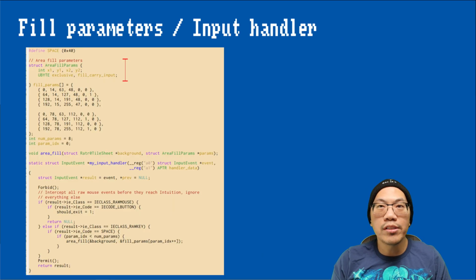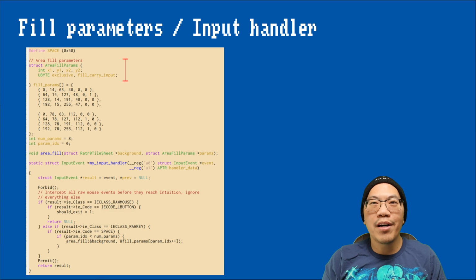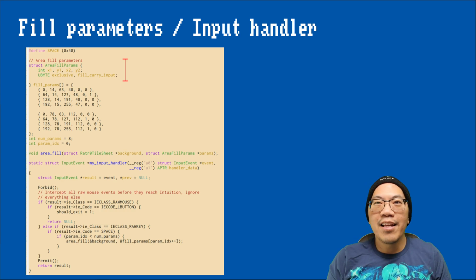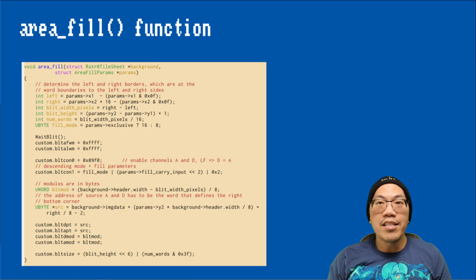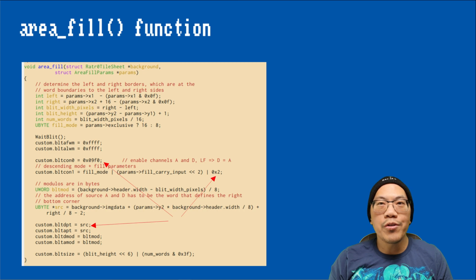I defined a small structure that holds the parameters for the fill function that we will see in a moment. It has the top left and bottom right corners of the blit window and the fill parameters. Then I defined an array of these parameters for each of the 8 shapes in the image that we are using. The input handler fills one of these shapes whenever the user hits the spacebar. This is our fill function. It essentially copies an area of the source image to itself in descending mode.